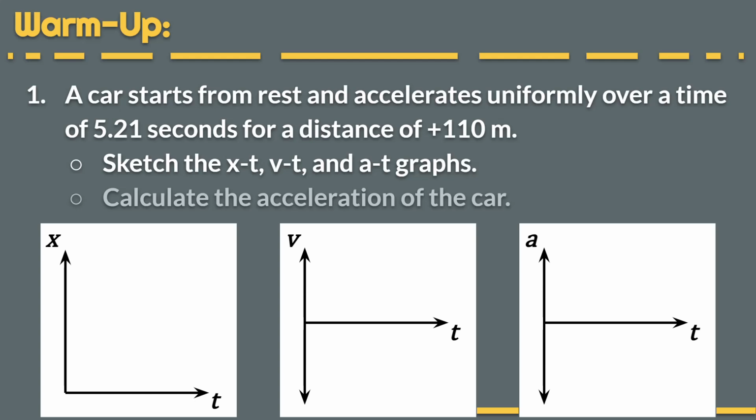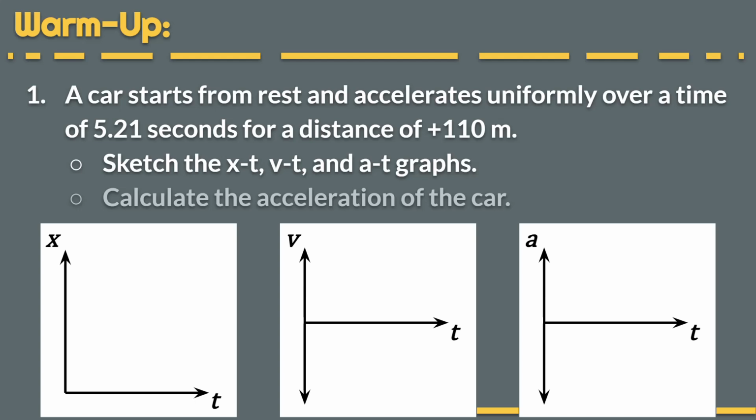The first thing I want you to ask yourself is, is this object moving forward, backwards, or is it not moving at all? And then I want you to ask yourself, is this object speeding up, slowing down, or moving at constant velocity? So the first question, which direction is this object going? This particular car, it says, starts from rest and then has a displacement of positive 110, which means it has to be moving forward. Okay, so we need a forward motion for this car.